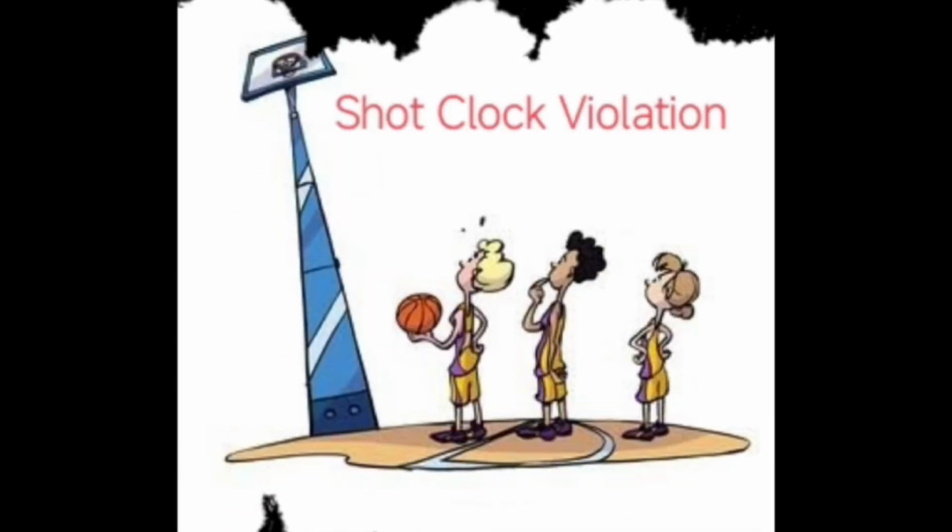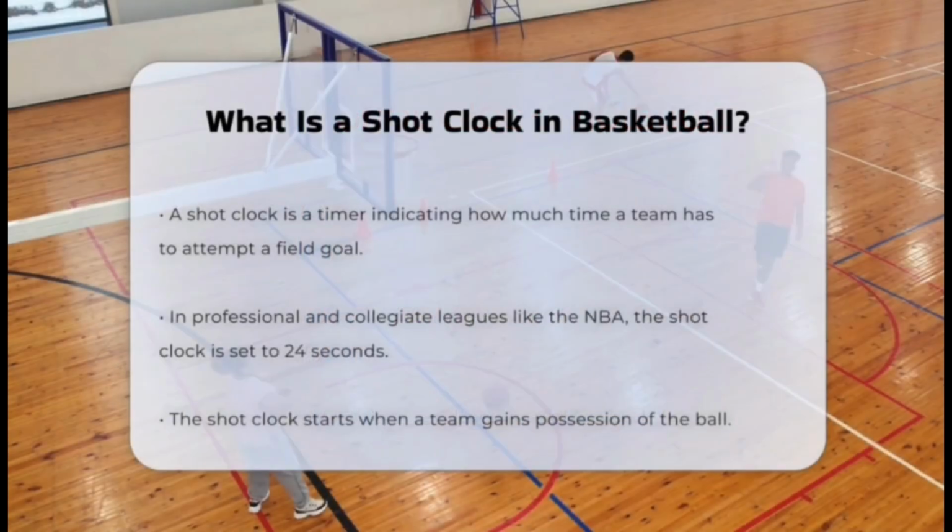Shot clock violation. What is a shot clock in basketball? A shot clock is a timer indicating how much time a team has left to attempt a field goal.